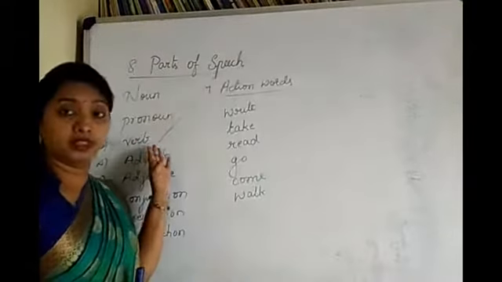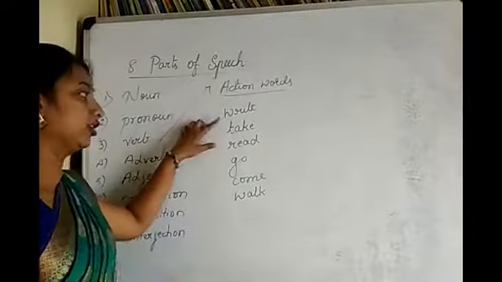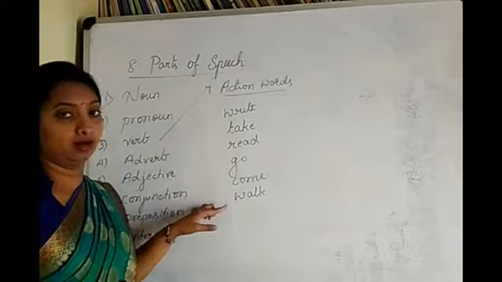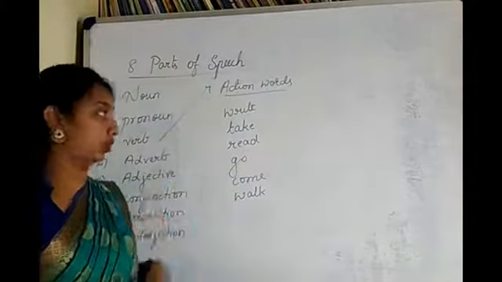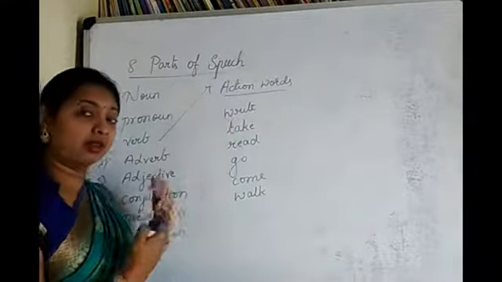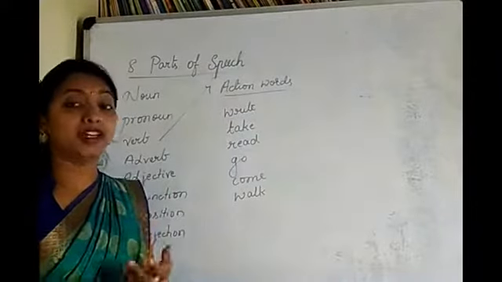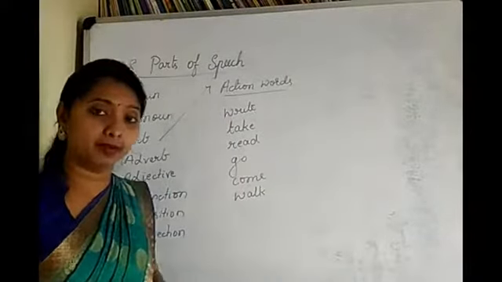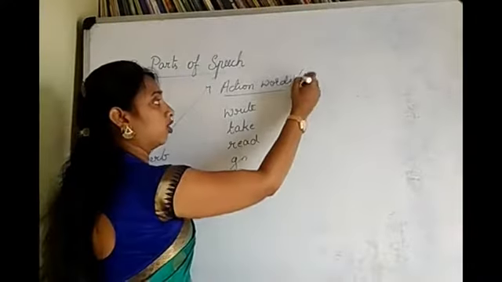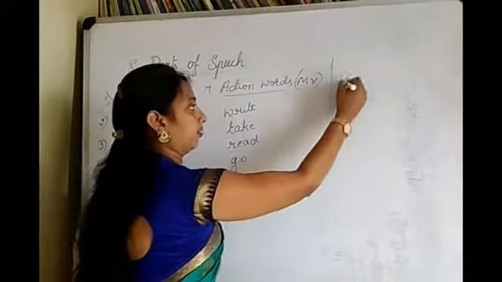What are verbs? Verbs means action words. Examples: write, take, read, go, come, walk. So these are the examples of action words. If I say Rama is writing, Rama is a noun, is is a verb, writing is also a verb. Writing is a main verb, is is a helping verb. Verbs, we have two types. Action words are called main verbs and other words are called helping verbs.